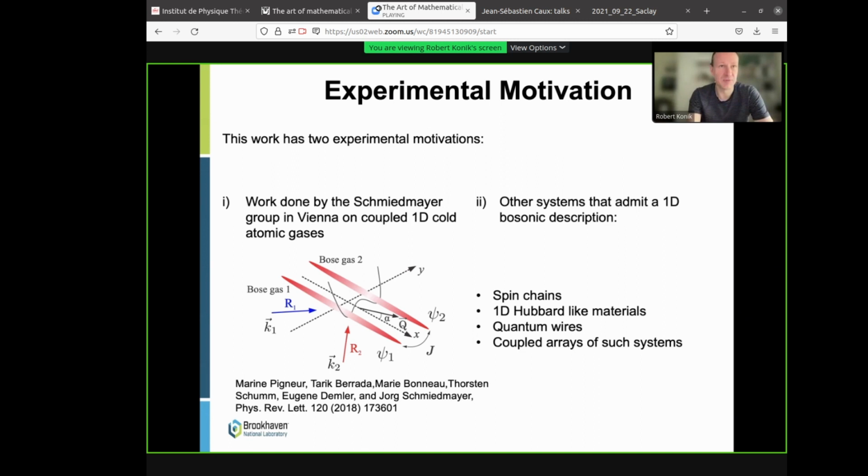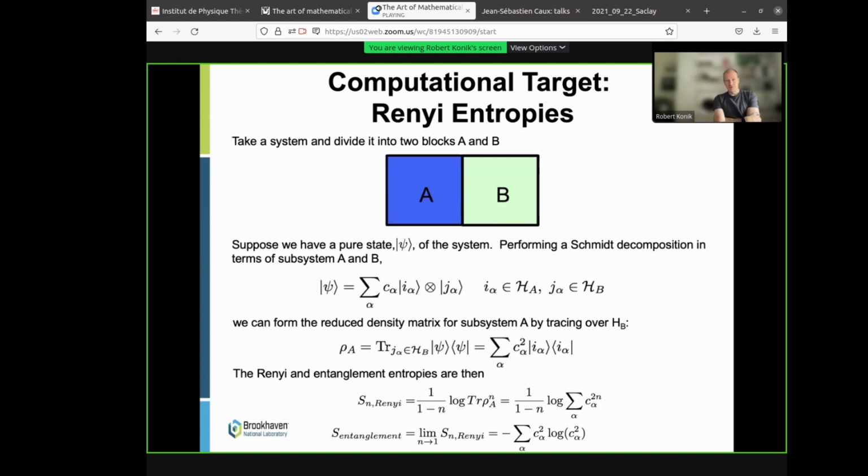What I'm particularly interested in understanding in this quench is how the Renyi entropies evolve in time post-quench. I don't think I need to remind people of the definition of the Renyi entropies, but for the sake of completeness, let me do so. Suppose I have a system in some sort of pure state, and I divide the system spatially into two parts, A and B. Using the standard Schmidt decomposition, I can write the pure state as a sum of states belonging to the two parts, and then I can easily trace over B, leaving me the reduced density matrix in A.